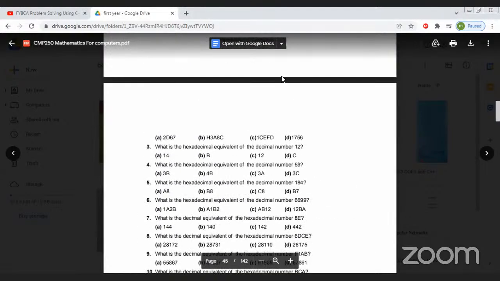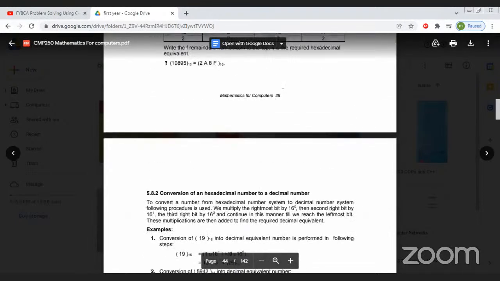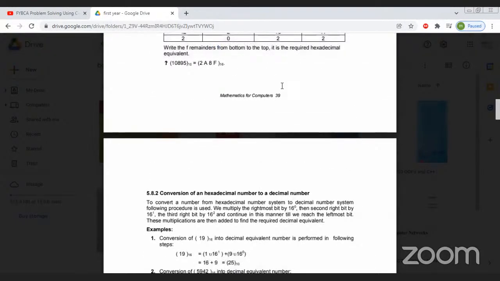So all this is there in your syllabus. What all did we study? We studied decimal to binary, binary to decimal, again addition and subtraction of binary. After that, decimal to octal, octal to decimal. And the last one is hexadecimal to decimal and decimal to hexadecimal.